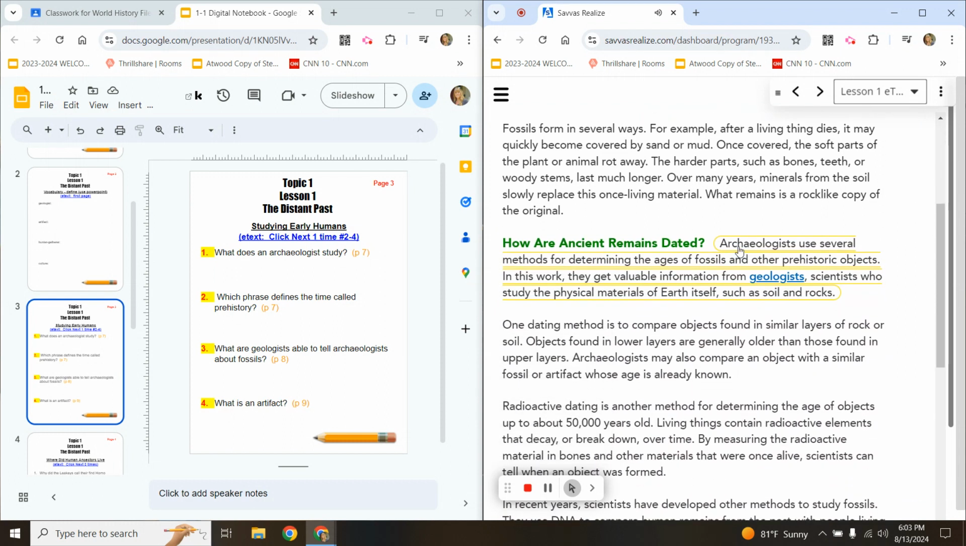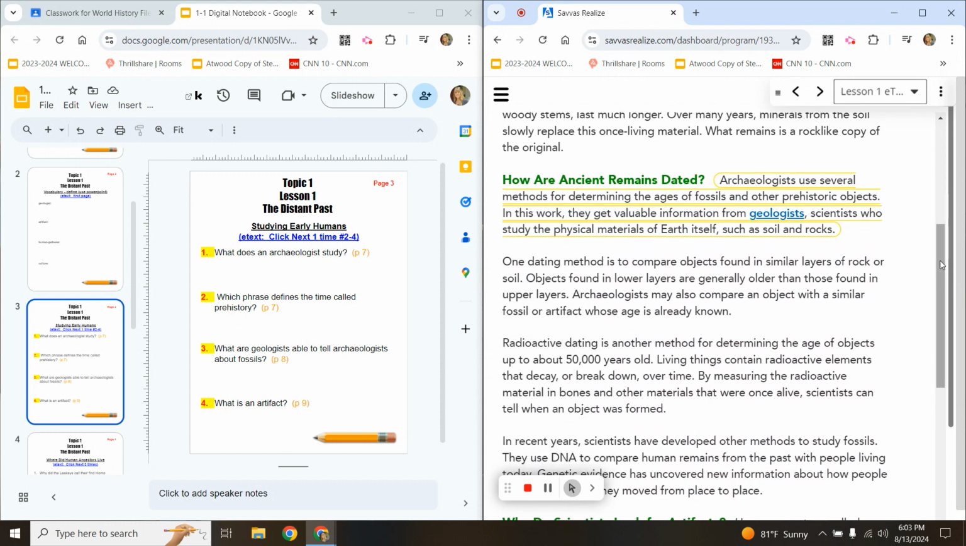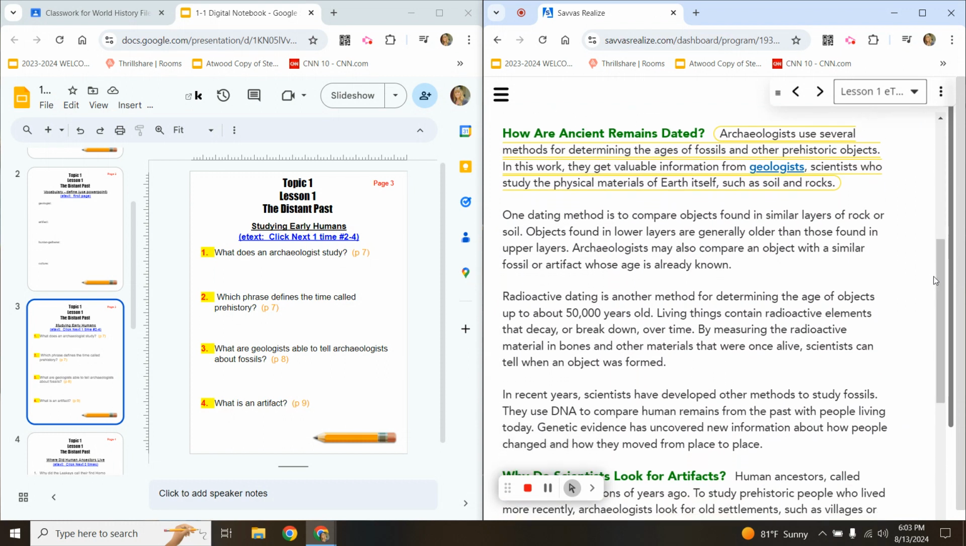All right, we are going to move on to how are ancient remains dated. You'll see there is a circled yellow paragraph, meaning this is a question that's on the mastery check. It will go with number 3. What are geologists able to tell archaeologists about fossils? As you're listening, look for that answer.